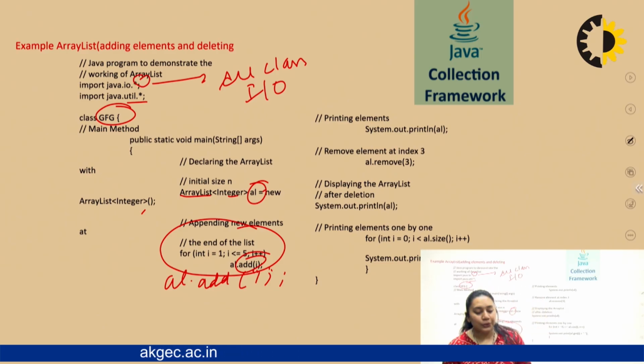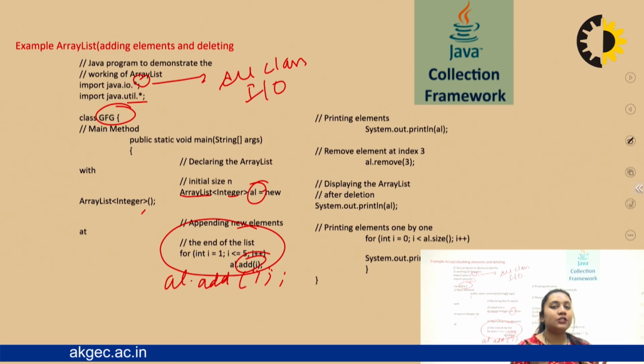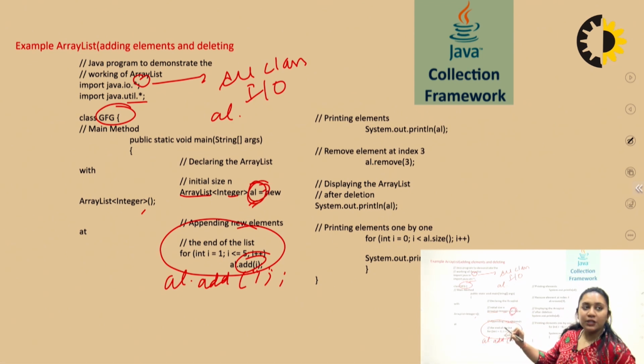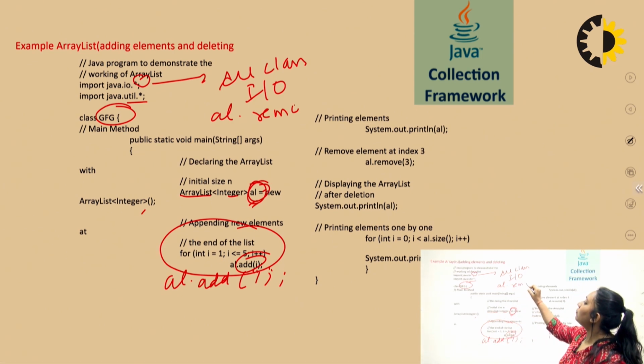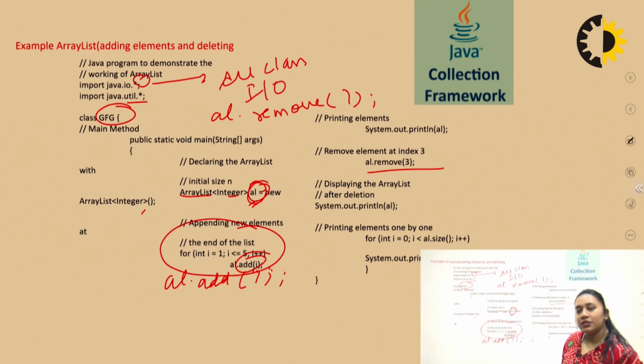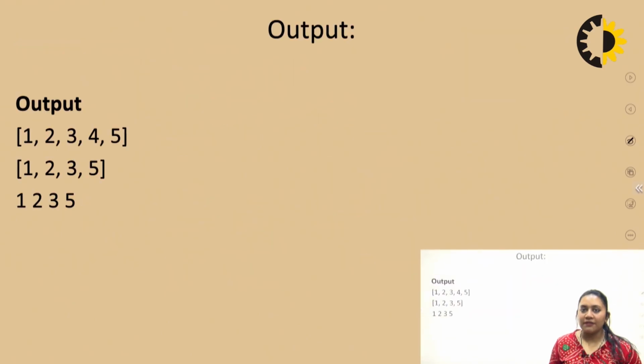Then if you need to remove an element, all you need to write is .remove. So we will use AL, the object we have created, so AL.remove. What value do you need to remove? You just need to write it here and it removes that value. Next, you need to give some print commands, and then we print the elements one by one. We just need to write the loop command. So this is the output of the previous example.